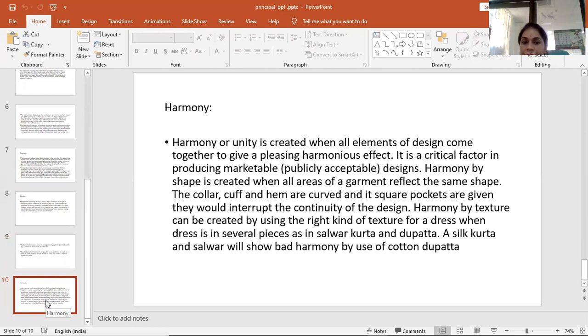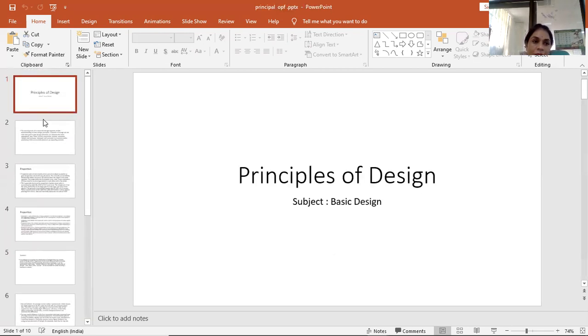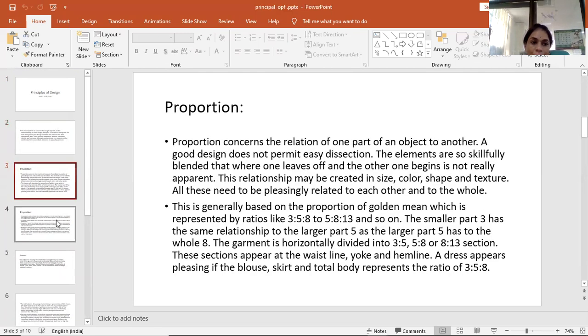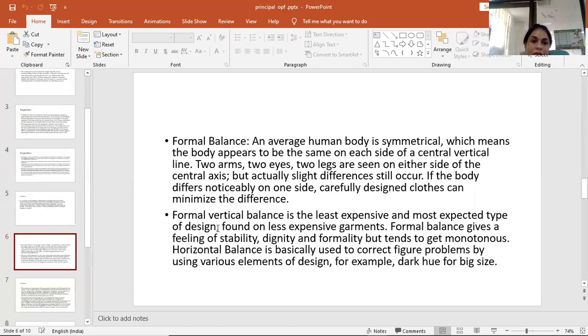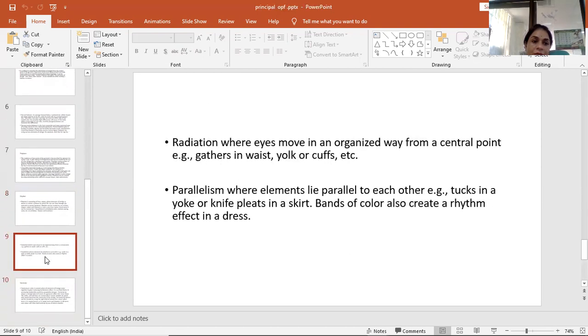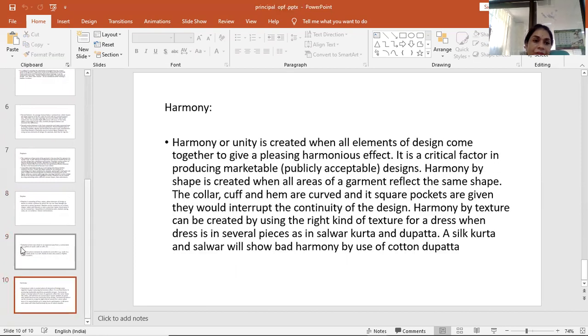Harmony by texture can be created by using the right kind of texture for a dress when the dress is in several pieces, as in salwar kurta and dupatta. A silk kurta and salwar will show bad harmony when used with a cotton dupatta. So hope you understand all the principles of design. The principles of design are: first is proportion, second is balance. There are two types of balance: formal balance and informal balance, then emphasis, harmony, and rhythm.